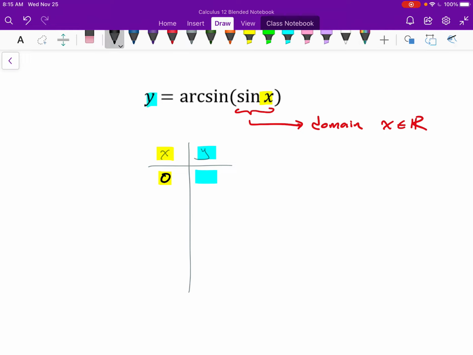And so then I take 0 and put that into arc sine. And the arc sine of 0, what does that equal? We'll have to think about, where does sine equal 0? Well, at 0. Okay, so 0, 0.